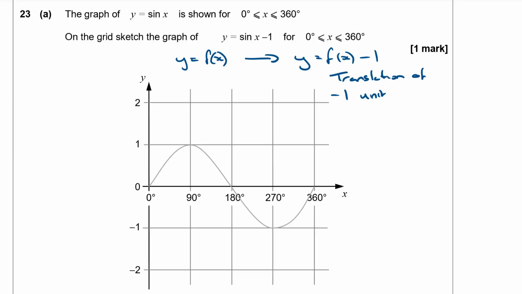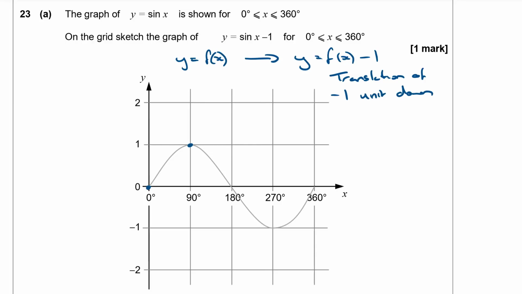So that would be minus 1 unit. So we're going to go 1 unit down basically. So every point on this curve is going to be 1 unit lower on the graph y equals sine x minus 1. So let's take all the points on our curve that we can easily find the coordinates for.